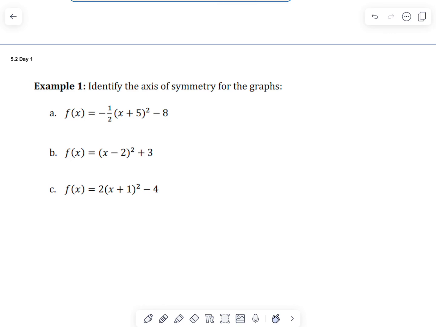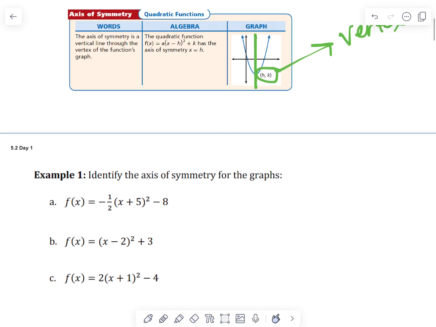So there are 3 examples here, so 3 different functions. And what we want to do is identify the h. So the h is going to be inside the function. So here's our h, here's our h, here's our h. If you remember from a previous video, what that does is it moves the graph left or right. So this plus 5 is moving it left 5 units. So then the axis of symmetry is going to move left 5 units. So that axis of symmetry is going to be at x equals -5.